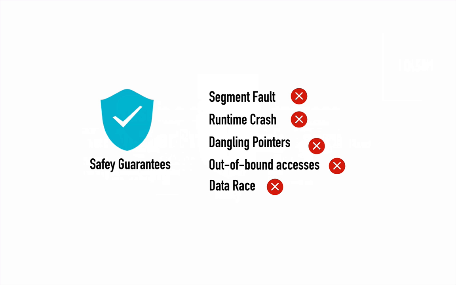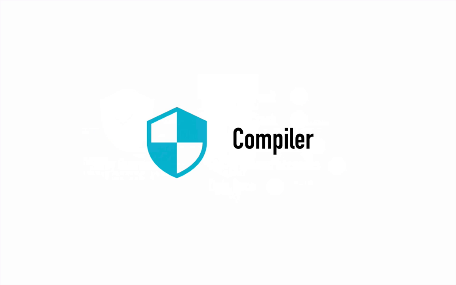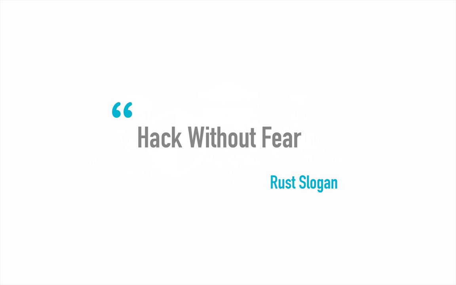However, Rust gives us strong safety guarantees. No segmentation fault, no runtime crash, no dangling pointers, no out-of-bound accesses, and data-race free. Rust achieves this by certain language features and good compiler support. If ever you do something wrong, the compiler will tell you about it. Hack without fear is Rust's slogan. You do not need to worry about your program once the compilation is complete.